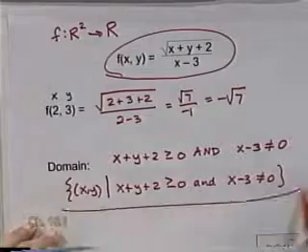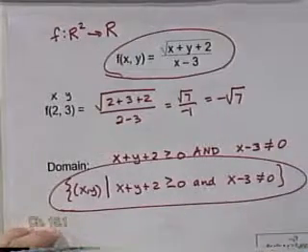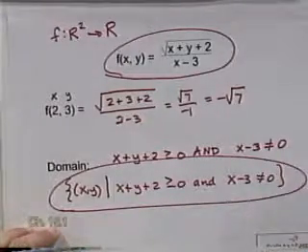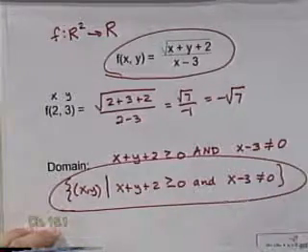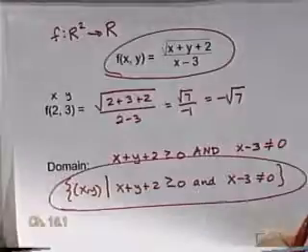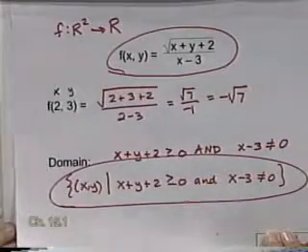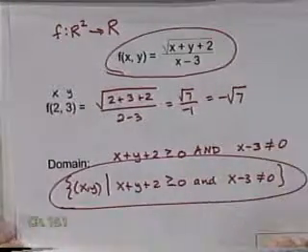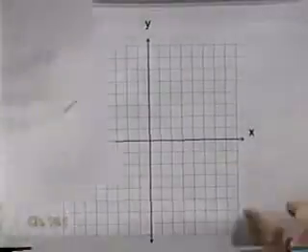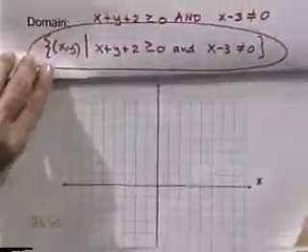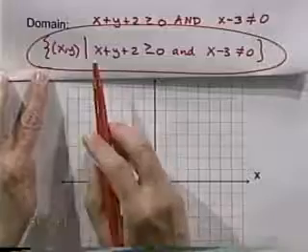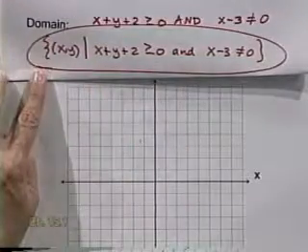Now, that's a very nice way to give me the domain, but to tell you the truth, it would be nice to figure out what the graph of all the points in the domain of this function looks like. So here I have my graph paper, and I'm going to look at my domain. I need to first sketch the region where x plus y plus 2 is greater than or equal to 0.